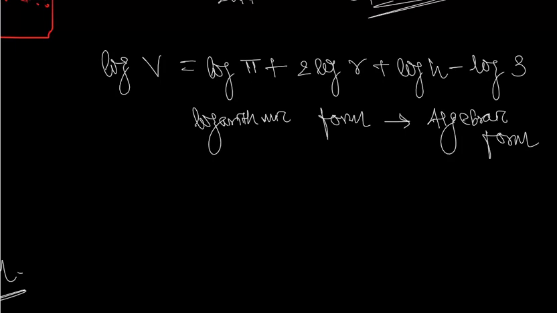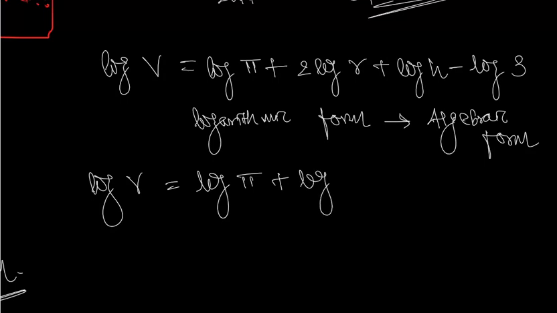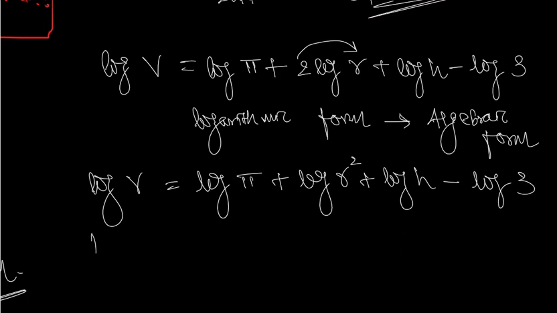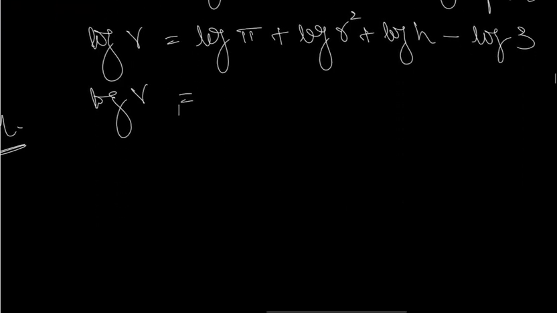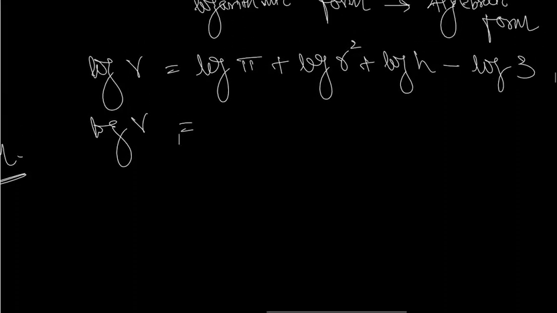Now see how to do this. First, I'm going to simplify by writing this way. Log v is equal to log pi, as it is I'm writing, plus log r square. See, this 2 goes into the power of r. So that is the reverse of the power law which I've used, plus log h minus log 3. Now see the next step, very important. Log v is equal to, just excuse my handwriting, I'm writing fast, that's why the log is not very readable, but it is log.